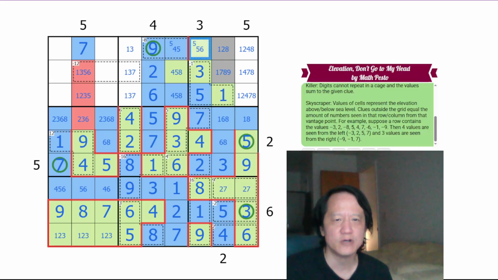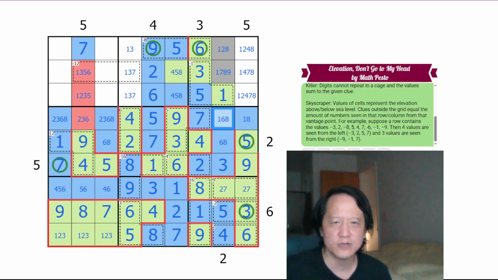Get to -1. That means this can't be 5. It's 6. That makes this 5. -5 and -9 plus 6 adds up to -8. And it does only see the 6, the 8, and the 9 here. So this is done.